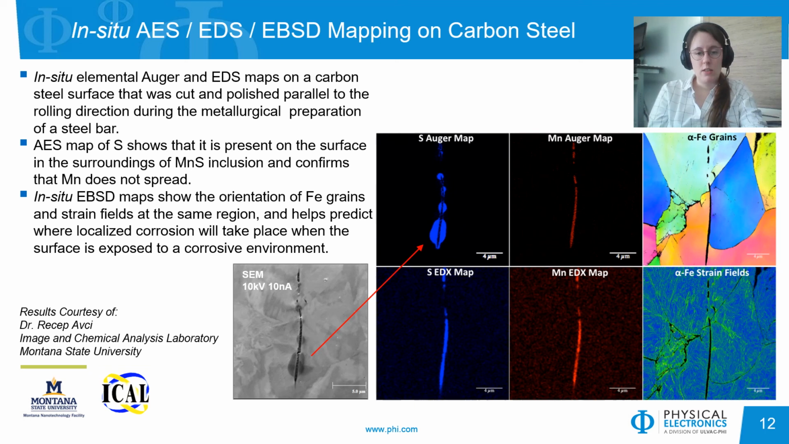So we're seeing that the sulfur has a different distribution near the surface than it does deeper down in the bulk of the material. We can also get EBSD information for the grain boundaries and strain fields, and this can help us predict where localized corrosion is likely to take place when the surface is exposed to a corrosive environment.